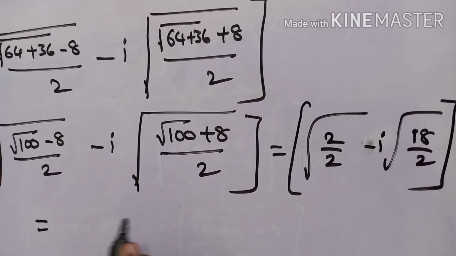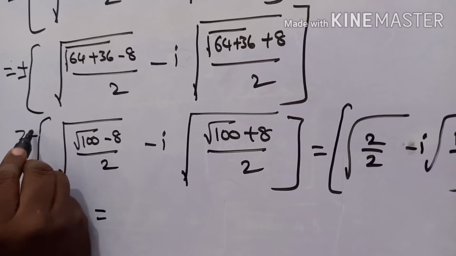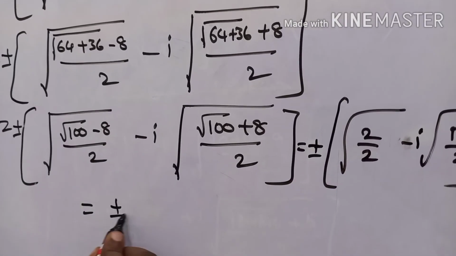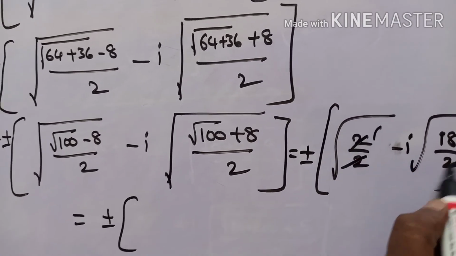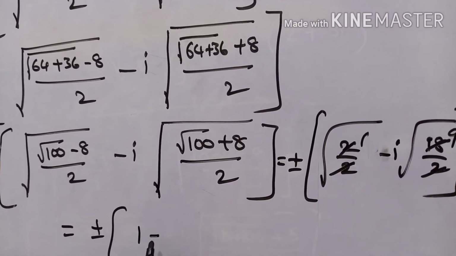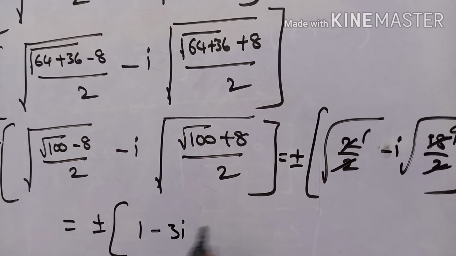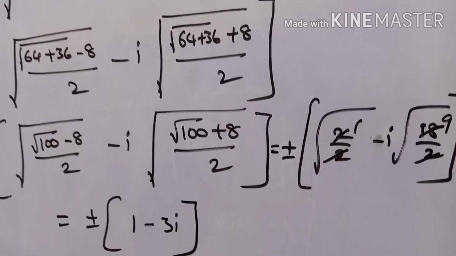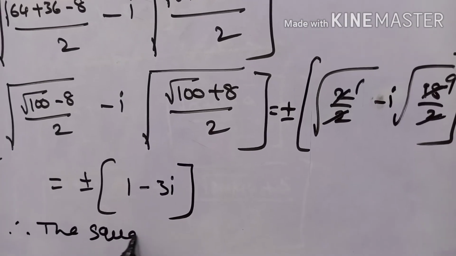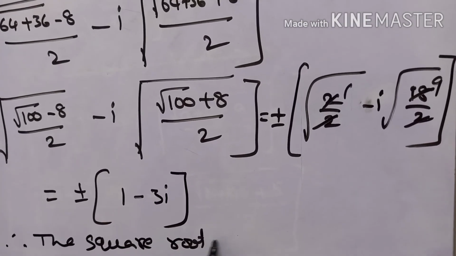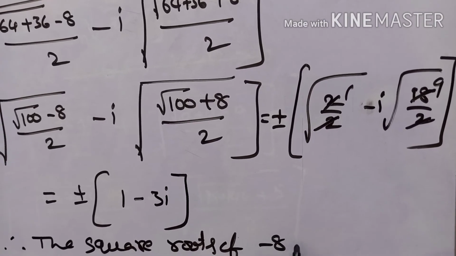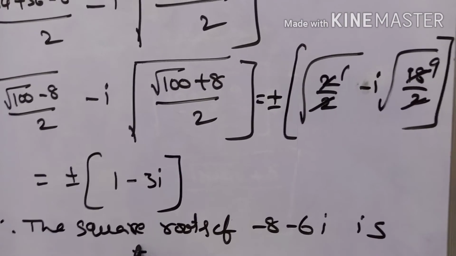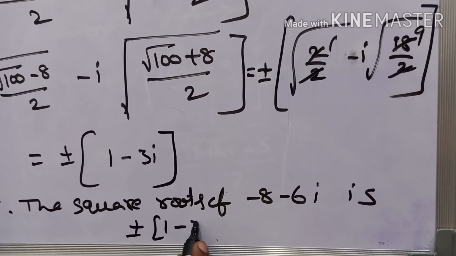Okay, that is equal to, here plus or minus, root 1 is 1, minus 3i, root 9 is 3. Therefore the square roots of minus 8 minus 6i is plus or minus 1 minus 3i.